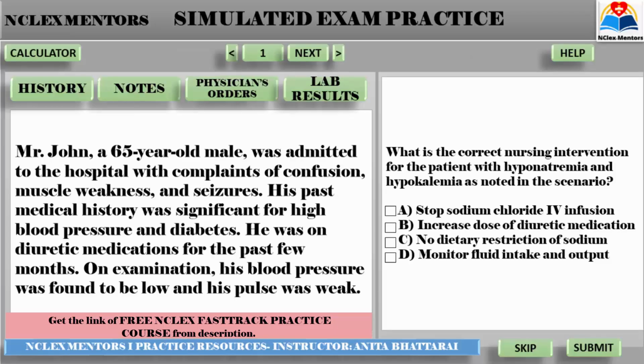Let's see another question based on the same case study. What is the correct nursing intervention for the patient with hyponatremia and hypokalemia as noted in the scenario? A, stop sodium chloride IV infusion. B, increase dose of diuretic medication. C, no dietary restriction of sodium. D, monitor fluid intake and output.